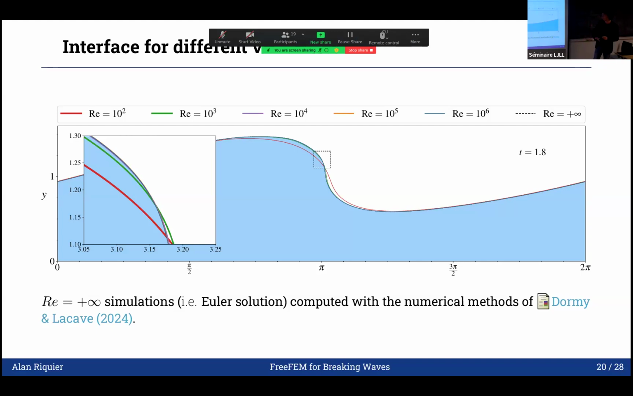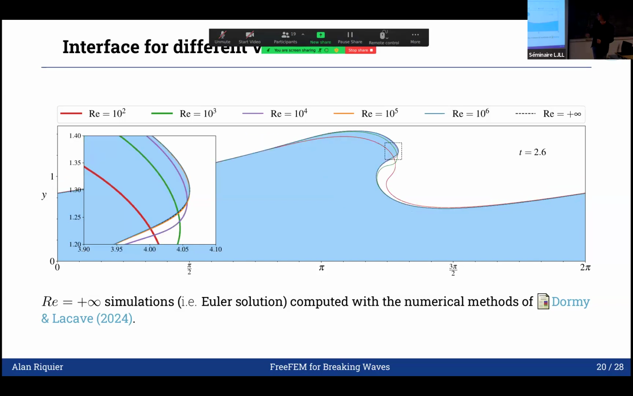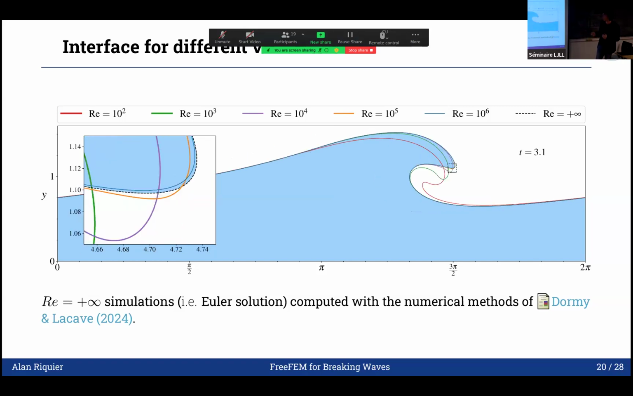So it's basically a boundary integral code, just to mention it. And this is the Reynolds equals infinity simulation shown here. As you see, as I increase the time, you don't see it quite well here, but it's very close to the Reynolds equals 10 to the power 5 and Reynolds equals 10 to the power 6 solution. And as the simulation increases, you see a very small gap appearing.